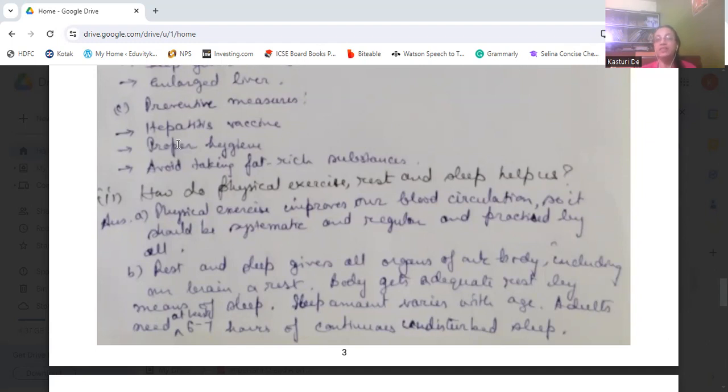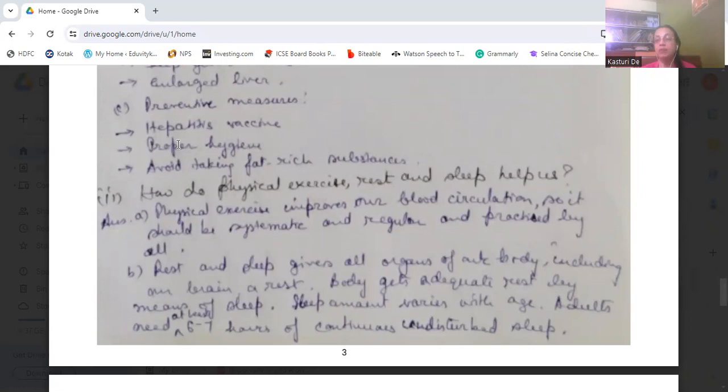Now we come to rest and sleep. Rest and sleep give all our body organs rest, including our brain. We know that the body needs adequate rest to get energized. So the body gets adequate rest by sleep.